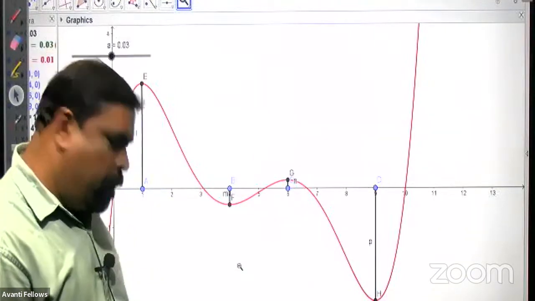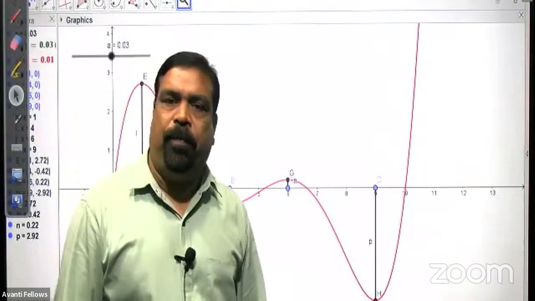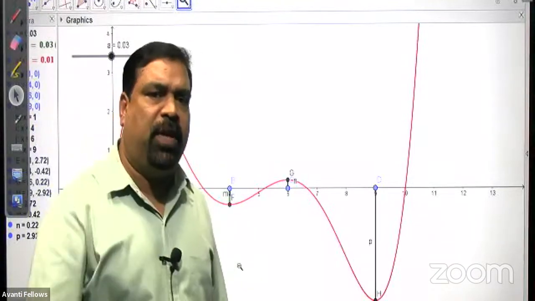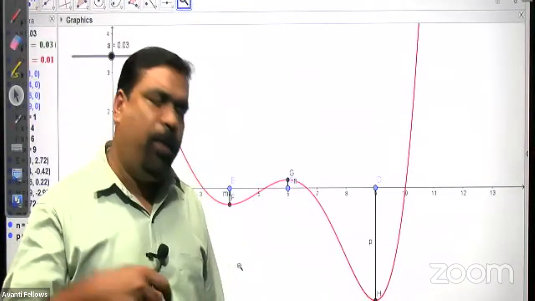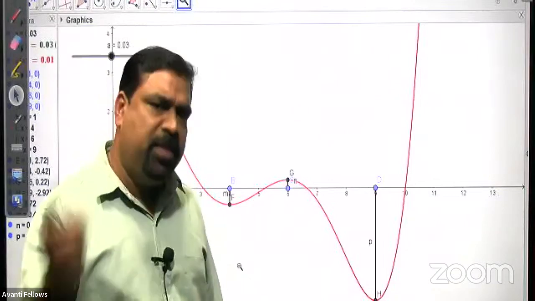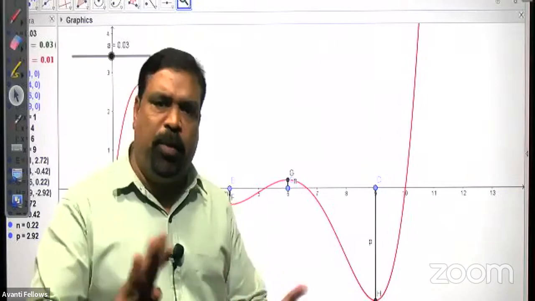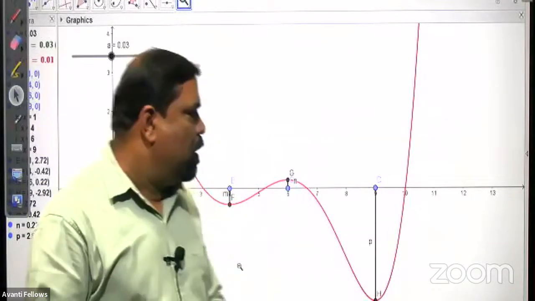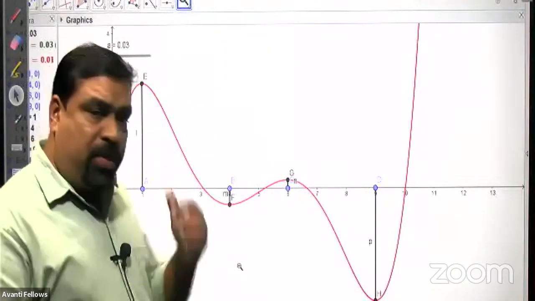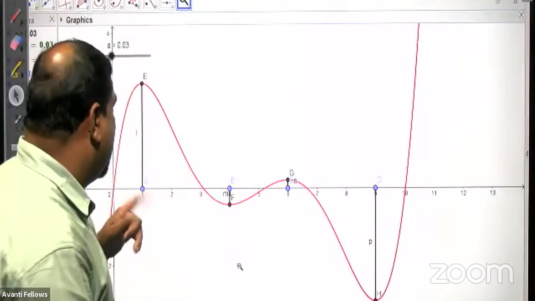Now, there is one more test, one more method, that is known as the second derivative test. Sometimes we will be applying the second derivative test. That will be easier than the first derivative test. You must know both methods. In the second derivative test, what we have to do? First, we identify the critical point.